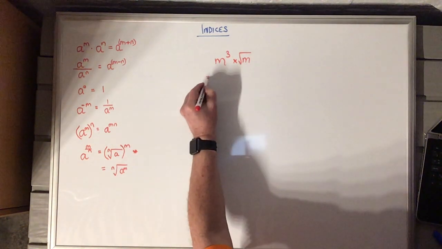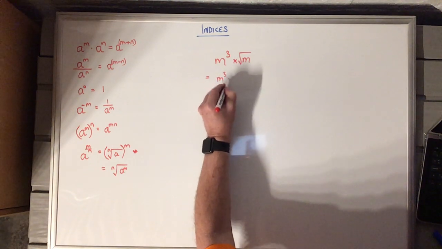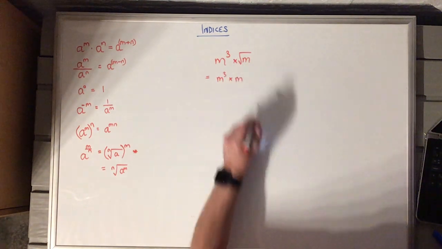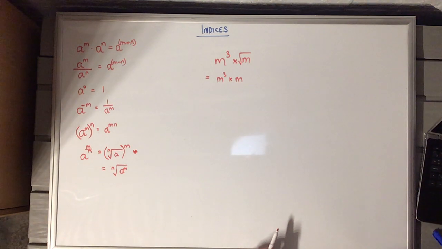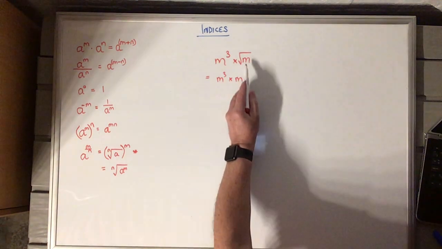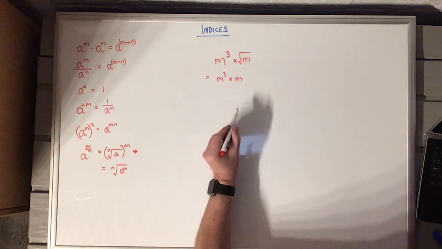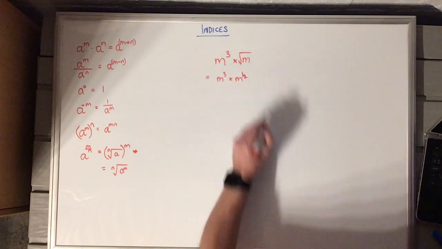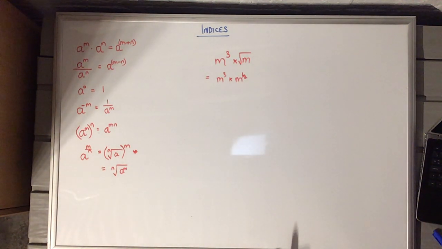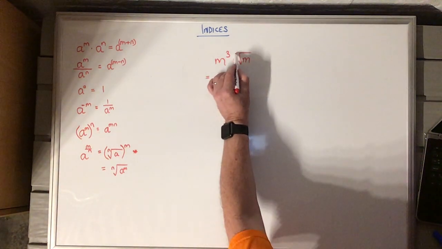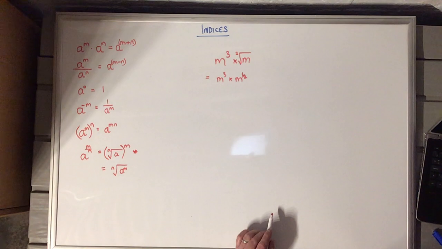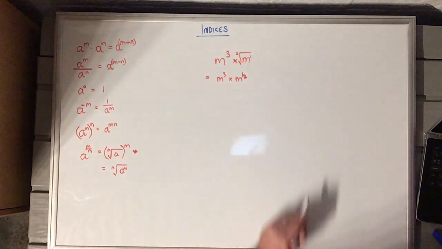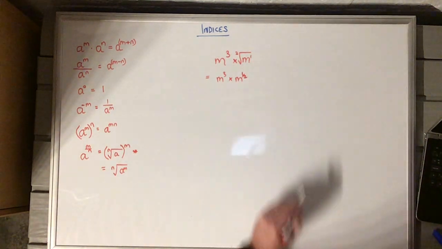So, m to the power 3 times the square root of m, well, we have to get rid of that root. Well, you have to know that the square root means power 2. So, square root is a power a half. Okay, so there should be a 2 up here, but that's actually m to the power 1. So overall, the power is a half.